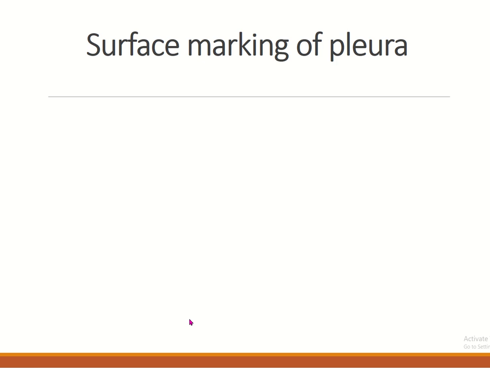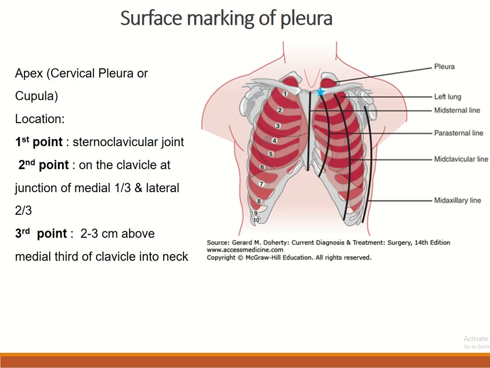Surface marking of the pleura is very important because it is used in many clinical procedures of the thorax. At first, the surface marking of the cervical pleura. First point, the sternoclavicular joint. Second point, at the junction of the medial one-third and lateral two-thirds of the clavicle. Third point, 2 to 3 centimeters above the second point. Join these points by a curved line. This is the surface anatomy of the cervical pleura.